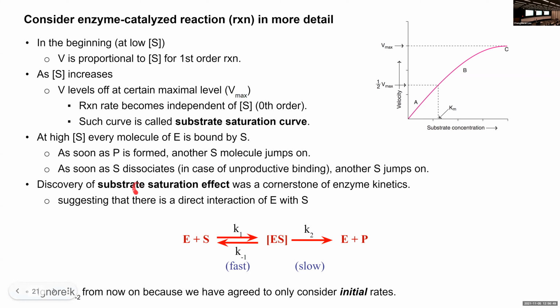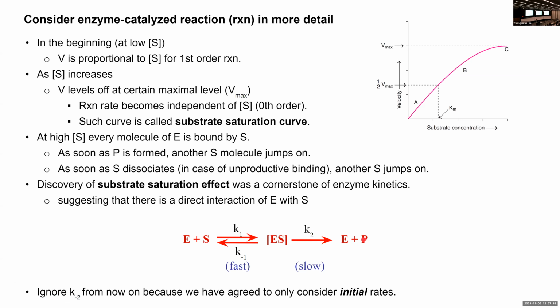And this discovery of the substrate saturation effect and drawing the curve is really important. It's a cornerstone of enzymatic studies, especially kinetics, because it literally suggests for the first time that there's a direct interaction of the enzyme and substrate to make the ES complex. Otherwise, you couldn't really explain how enzymes worked. So here's basically a simple diagram where E and S form the ES complex and then become the product and the free form of the enzyme.